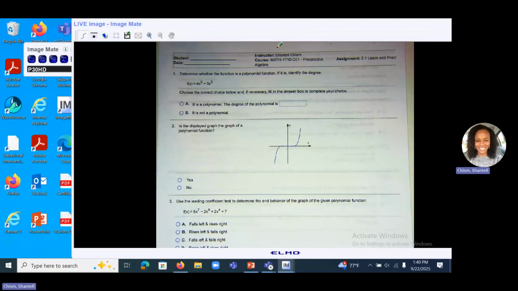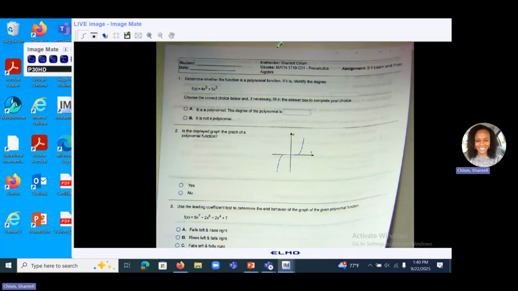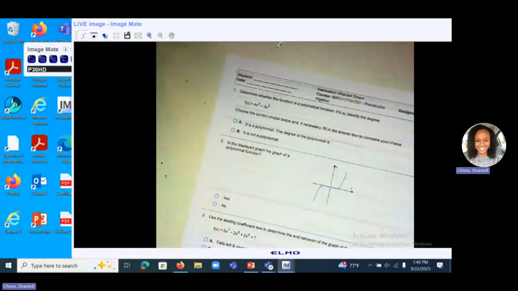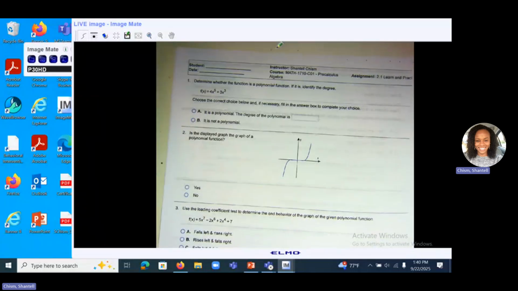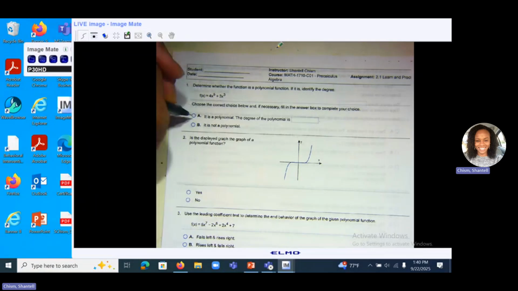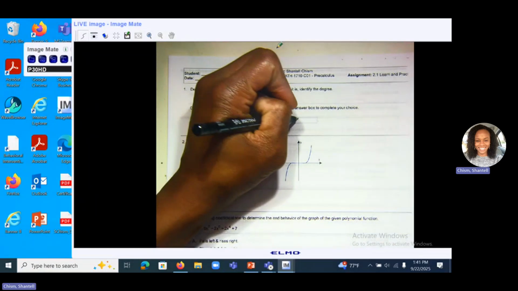Let's take a look at some problems here. So we've got one of the first ones. It's asking us to determine whether the function is an actual polynomial function. And we can safely say that yes, this is a polynomial function because the exponents are all positive integers, integers being whole numbers. And again, they're positive, so they're not fractions and they're not negative. So number one, we would say that is a polynomial. And the degree, in this case being the highest exponent, is 5.